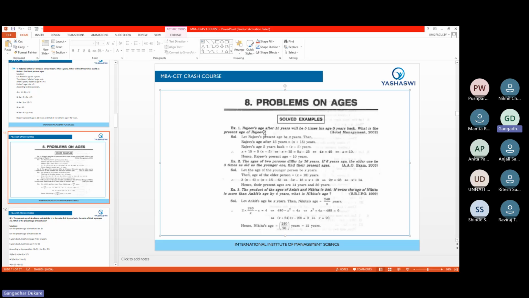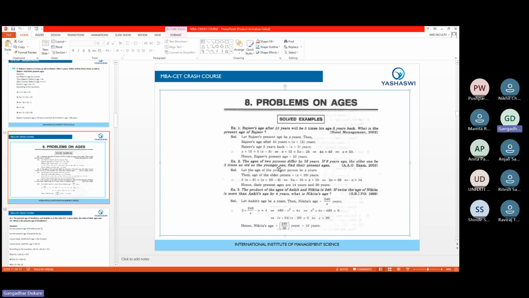Then putting this on the basis of your first question, Raju's age after 15 years will be arranged in mathematical form: x plus 15 equals 5 into x minus 5, and the value which came is x equal to 10.